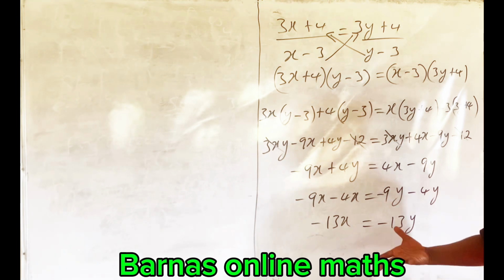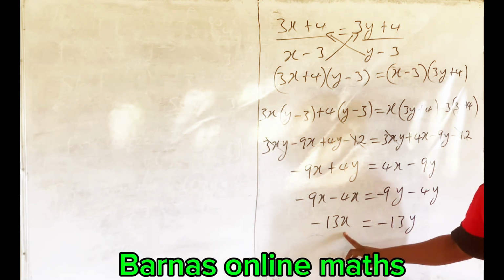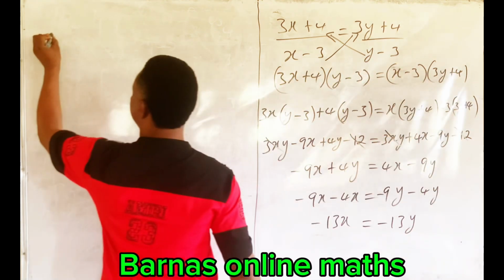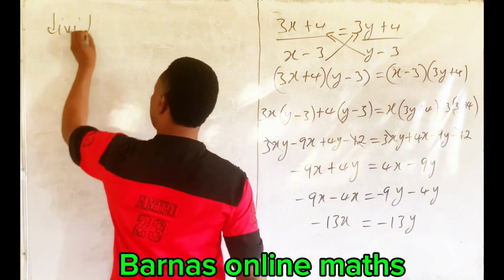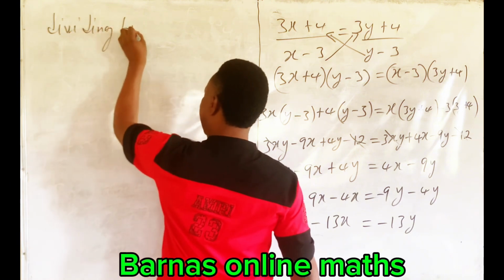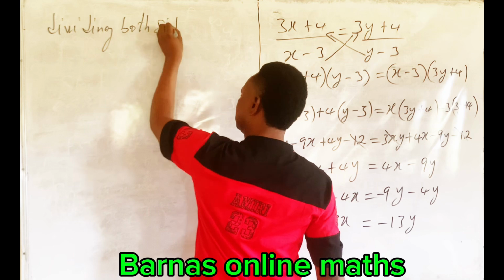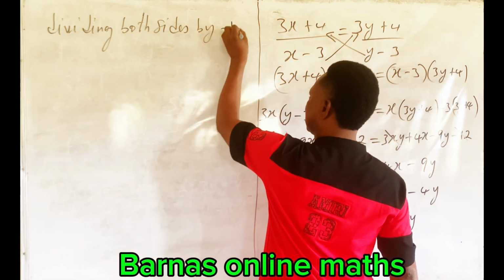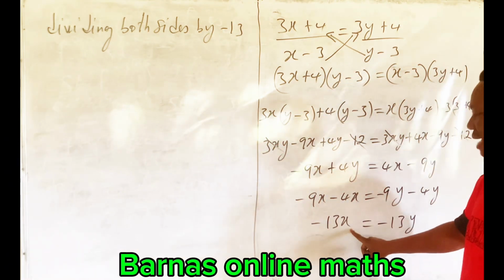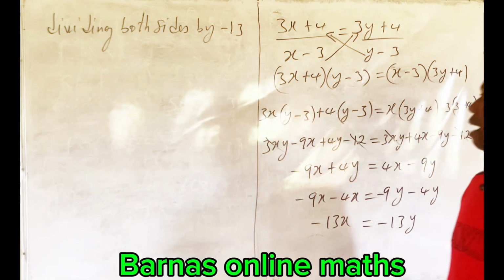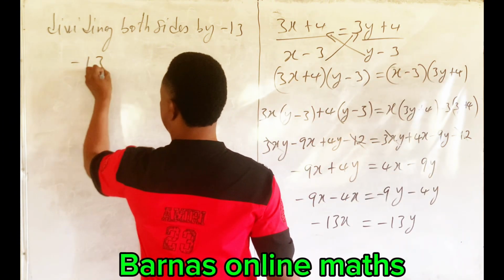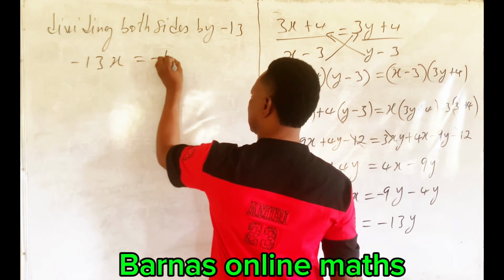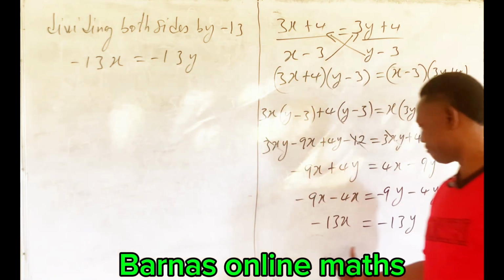Okay, if we don't want to do that, you can as well divide both sides by the coefficient of x. Dividing both sides by minus 13. That's the coefficient of x. If we do that, we already have minus 13x, which is equals to minus 13y, as we have here.